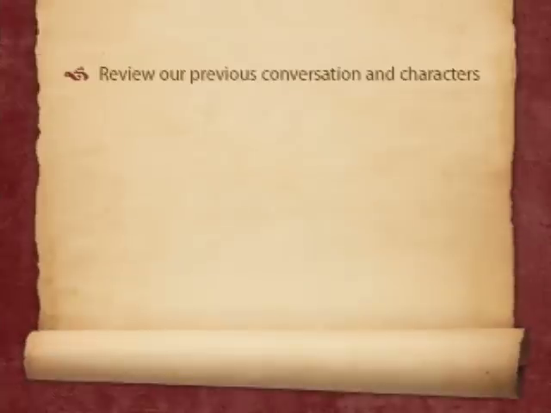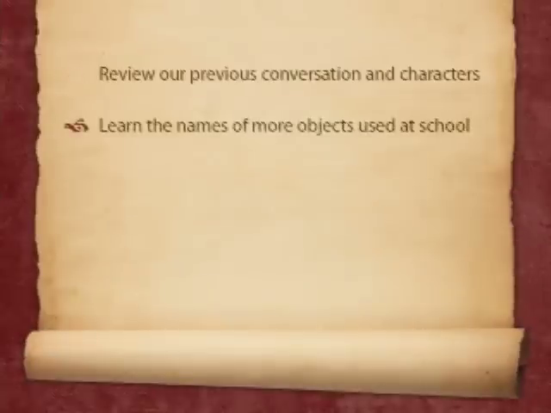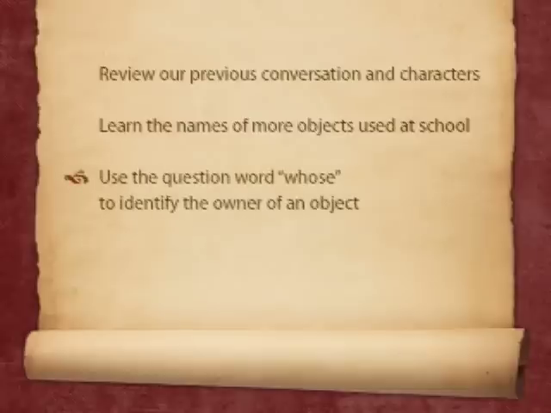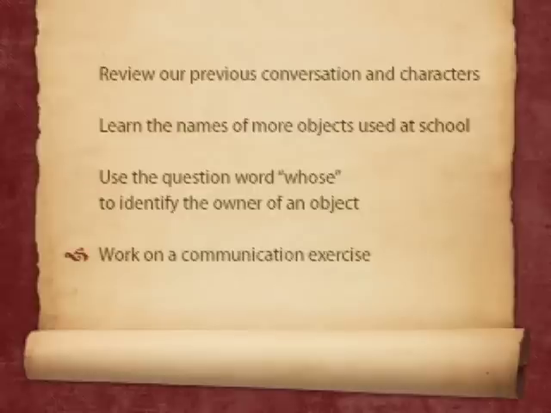Our main objective in this lesson is to use the question word whose to identify the owner of some objects. So today, we will review our previous conversation and characters, learn the names of more objects used at school, use the question word whose to identify the owner of an object, and work on a communication exercise.